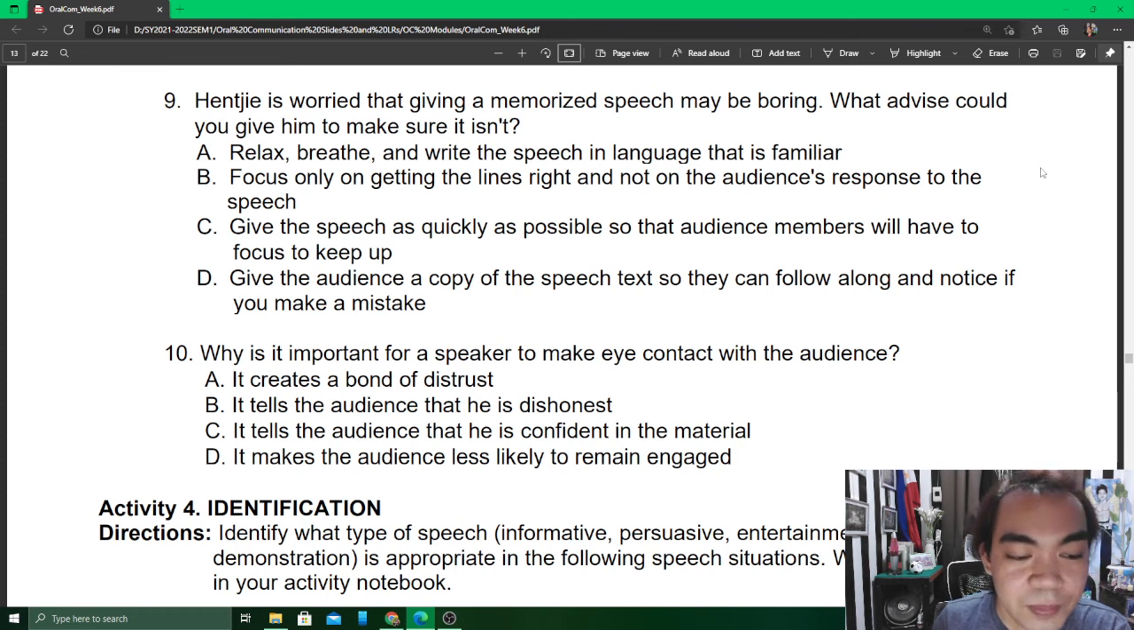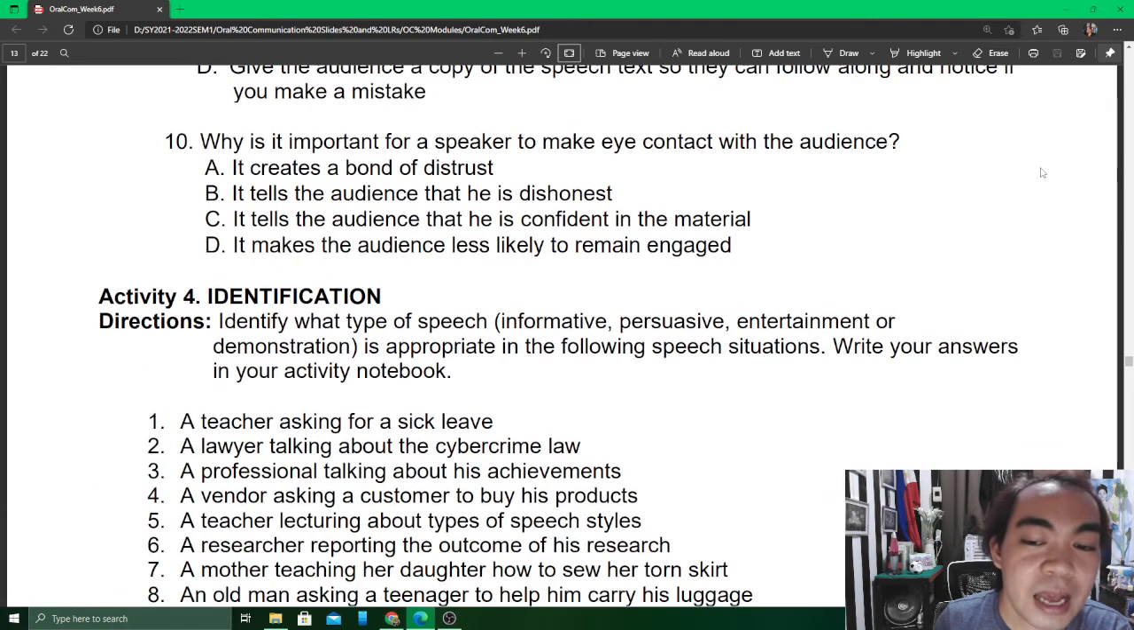Okay? Number 10. Why is it important for a speaker to make eye contact with the audience? A. It creates a bond of distrust. B. It tells the audience that he is dishonest. C. It tells the audience that he is confident in the material. Or D. It makes the audience less likely to remain engaged. The correct answer would be letter C.